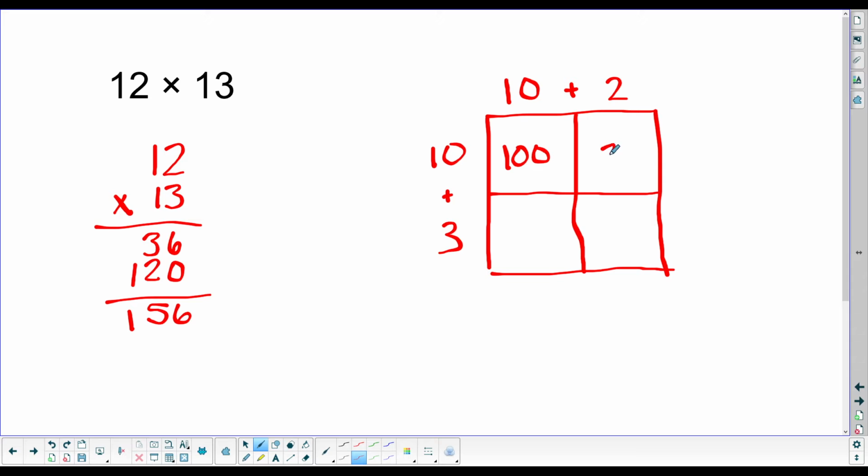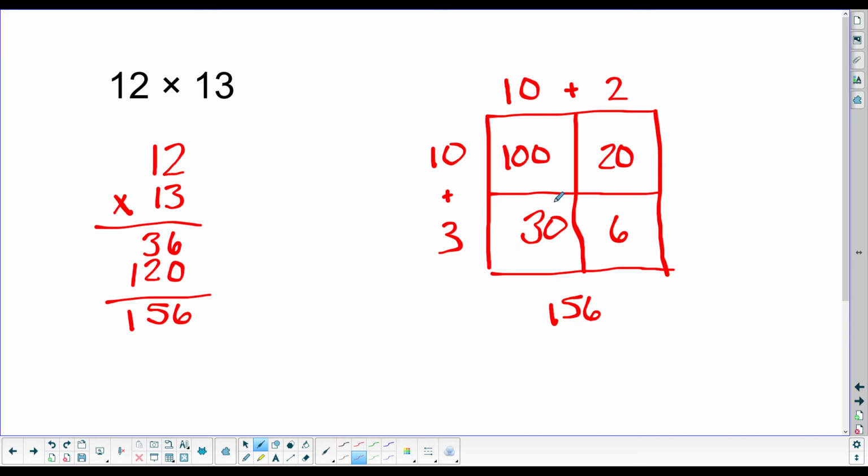10 times 2 is 20. 3 times 10 is 30. And 3 times 2 is 6. And then I can just simply add those together. So this is 100, 20 plus 30 is 50, and 6 is 6. So that's 156. So we just add all those together.